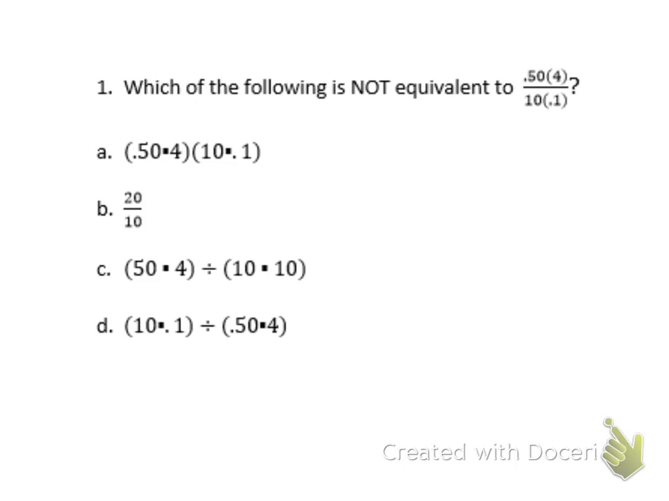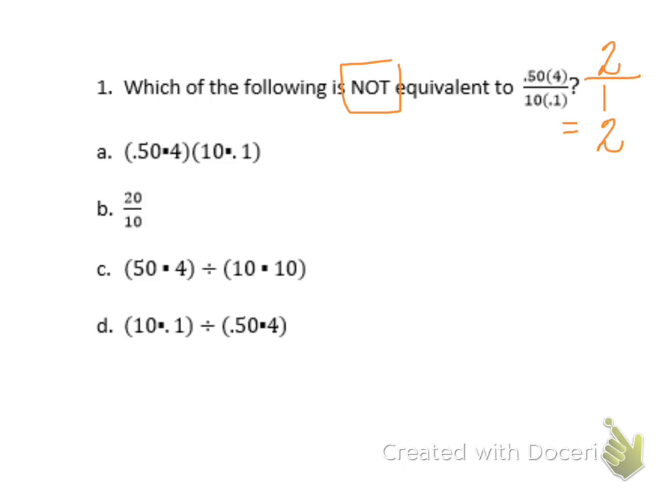All right, number 1 says, which of the following is not equivalent to 50 hundredths times 4 over 10 times 1/10? All right, so first, before we look at our answer choices, we need to figure out what that equals. So I know that 50 hundredths times 4 is 2. 10 times 1/10 would be 1. 2 over 1 is just equal to 2. So now I can look at my answer choices to see which one is not equivalent.